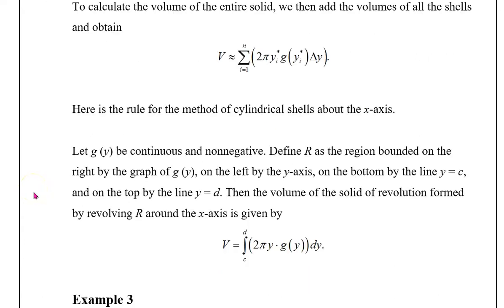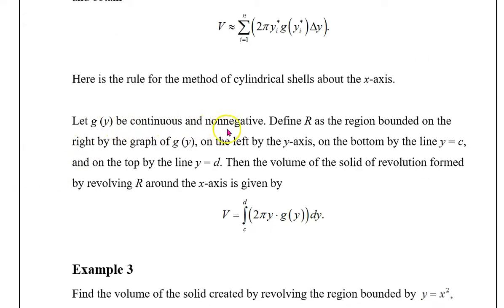Here is the volume. Let G of y be continuous and not negative. Define R as the region bounded on the right by the graph of G of y, on the left by the y-axis, on the bottom by the line y equals c, and on the top by the line y equals d. Then the volume of the solid of revolution formed by revolving the region R around the x-axis is given by the integral from y equals c to y equals d of 2 pi y times the function value at that point multiplied by the differential dy.